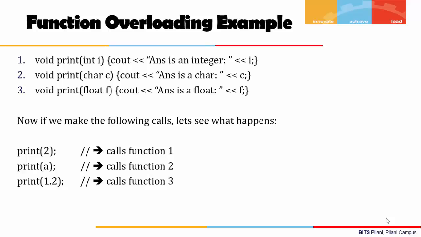So function overloading is a classification of static polymorphism, in which the function call is resolved at compile time. During compilation, the function call is resolved using the best match technique.